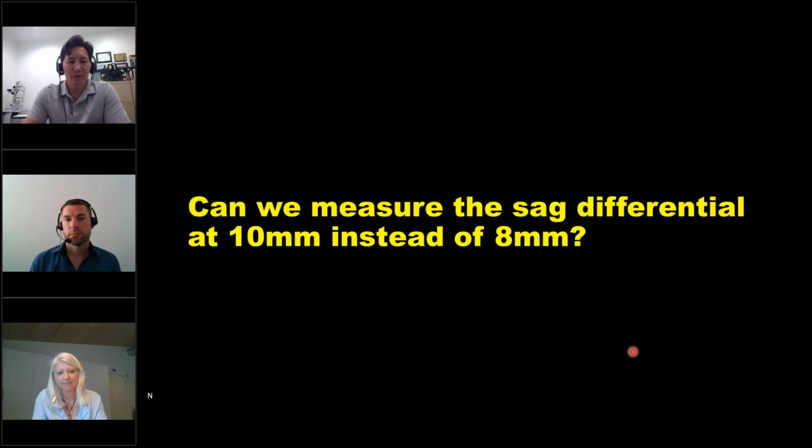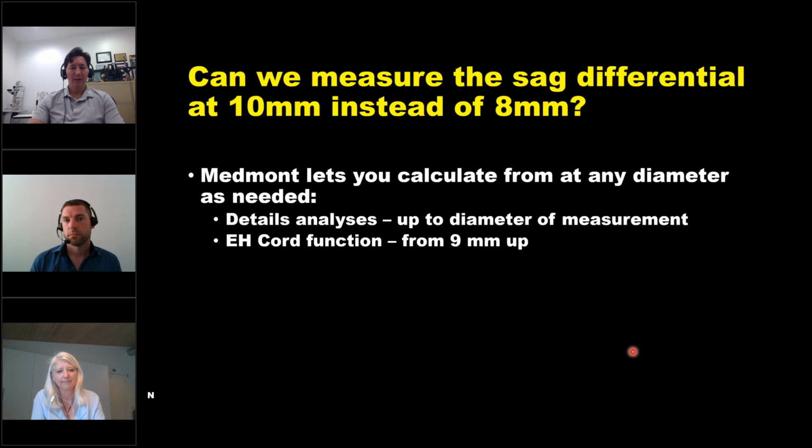Along the lines of sagittal depth, can we measure the sag differential at 10 millimeters instead of at 8 millimeters? In the work that we shared in previous webinars, it was all based on 8 millimeters, and that's because the Ortho-K alignment zone typically begins at 8 millimeters. But what if we're fitting a larger diameter of lens? Could we use 10? Nikki, could you take us through this?